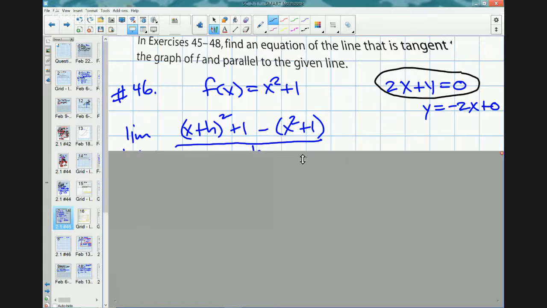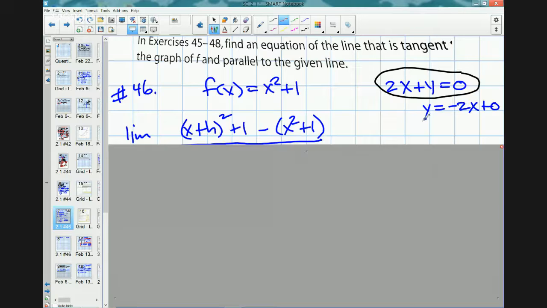First, I did a little work over here. I have to get back to red so you can see me a little bit better. We can take this equation in the circle here and solve it for y, and now I can see that the slope of the line that they want me to be parallel to is -2. So keep in the back of your mind, we want our slope to be equal to -2. Okay, now let's go back.